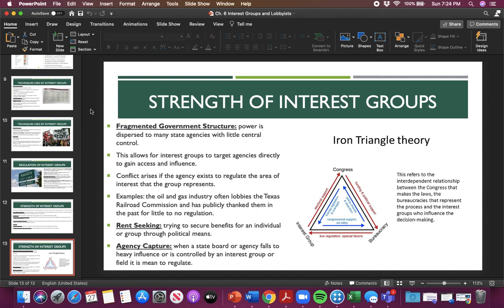And then one thing that makes government susceptible to interest groups is what we call the fragmented government structure. Power is split up among so many different agencies in Texas, and we'll talk about this more in some other chapters, that it makes it easy for interest groups to target those agencies directly. So if we have, like, the Texas Commission on Environmental Quality, they can be targeted by oil and gas companies specifically for lower regulation, for education, any of these things. We split the executive power up into different agencies rather than it be centralized in one person.